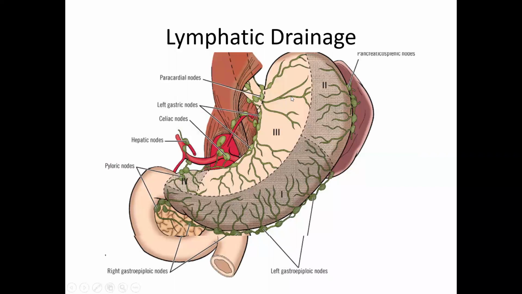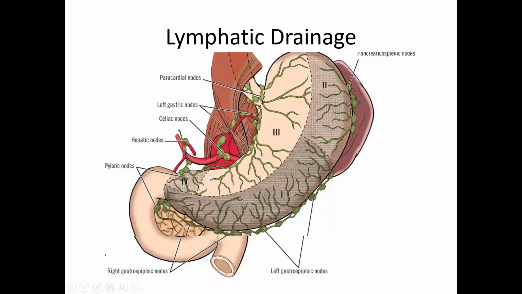So we have the stomach divided into multiple zones. Those in the fundic region and those in the left gastroepiploic region will drain into the pancreaticosplenic nodes. Those in the right gastroepiploic region will drain into right gastroepiploic nodes, and from there it will go into the hepatic nodes, from there to the celiac nodes.